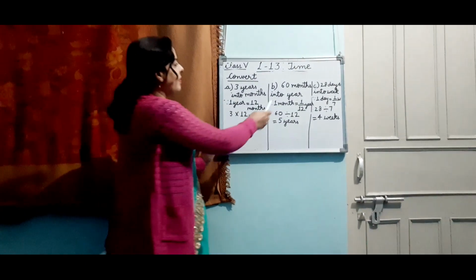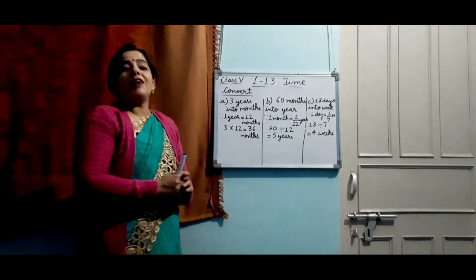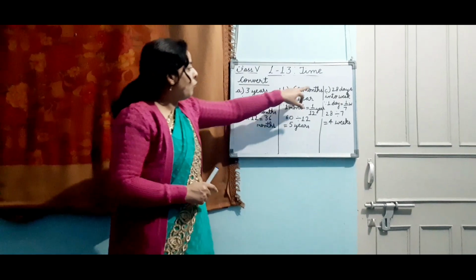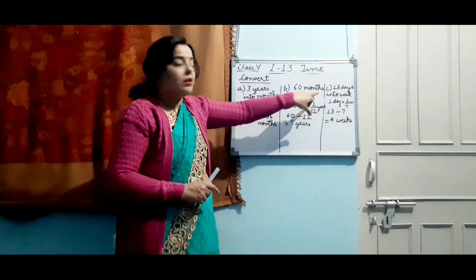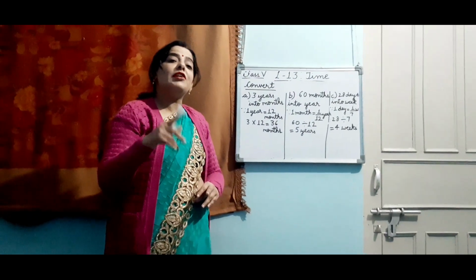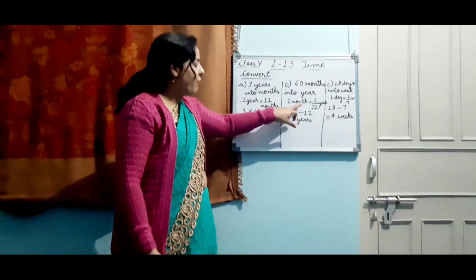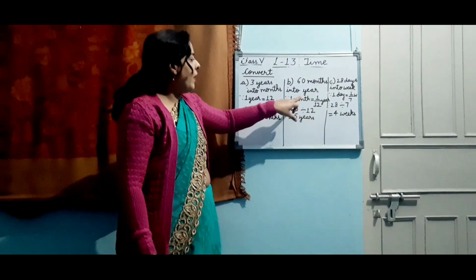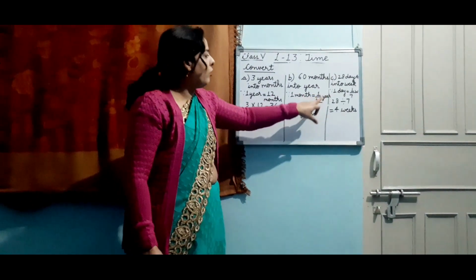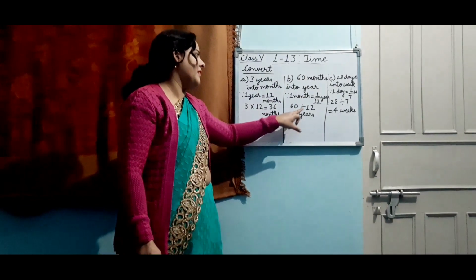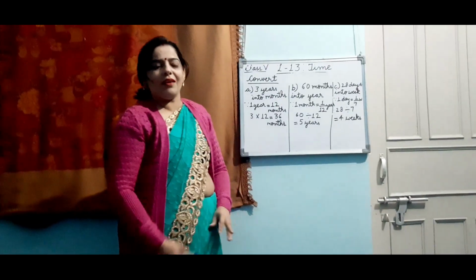Now next you can see month is given and you have to change it into years. Now out of 2, month is smaller. Smaller thing is given in the question. And we have to change it into bigger. So when we will write formula, time fact, it will be expressed in upon. 1 month is equal to 1 upon 12 year. Now to get the answer, we will divide 60 by 12 and we will get the answer 5 years.